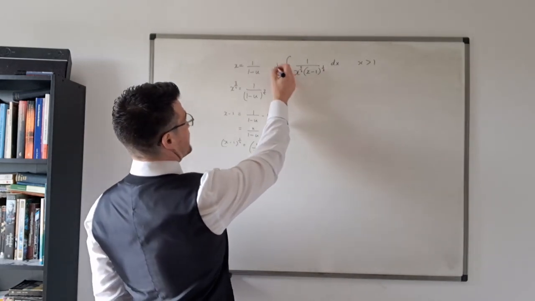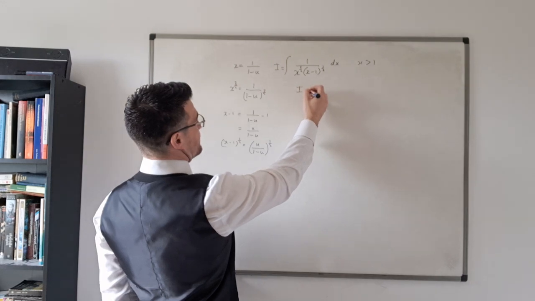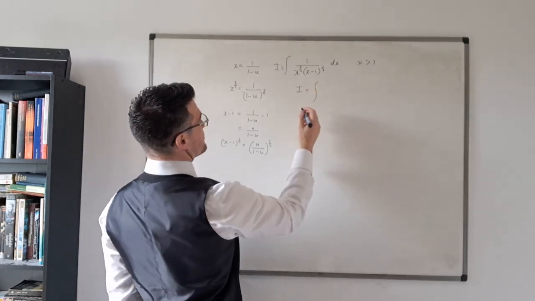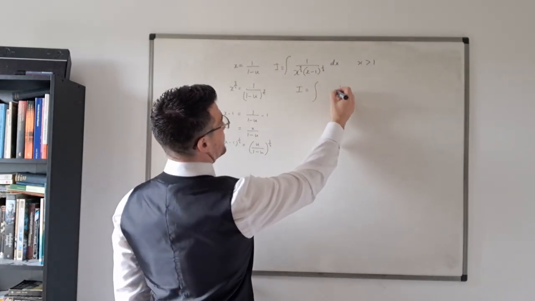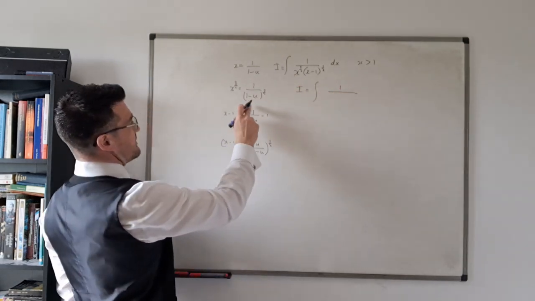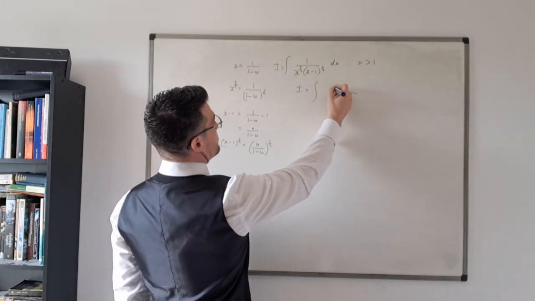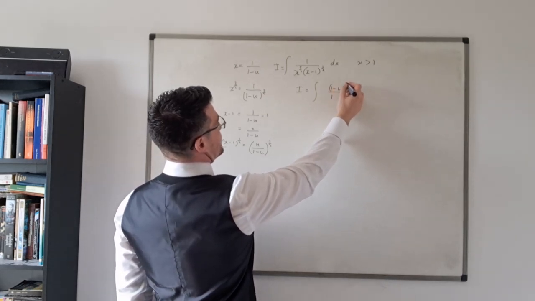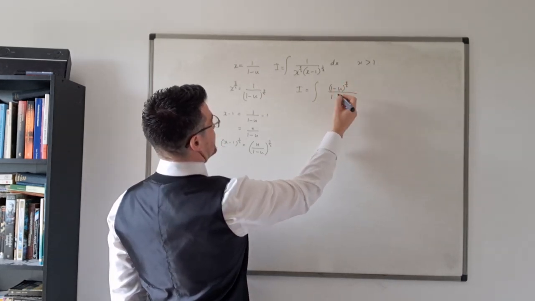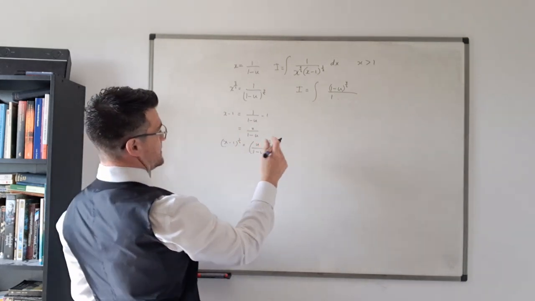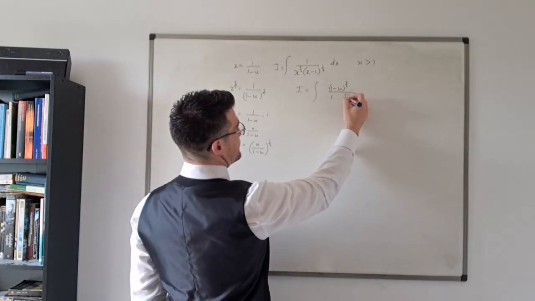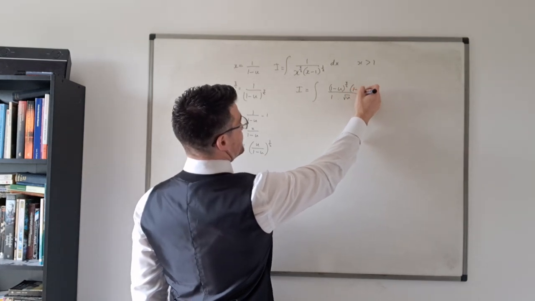So I call this I just because I'm lazy and I can't be bothered writing it out all the time. So we get the integral of 1 over x to the power of 3 halves. So that's going to be 1 over 1 minus u to the power of 3 halves times u to the half. So square root of u, 1 minus u to the half.